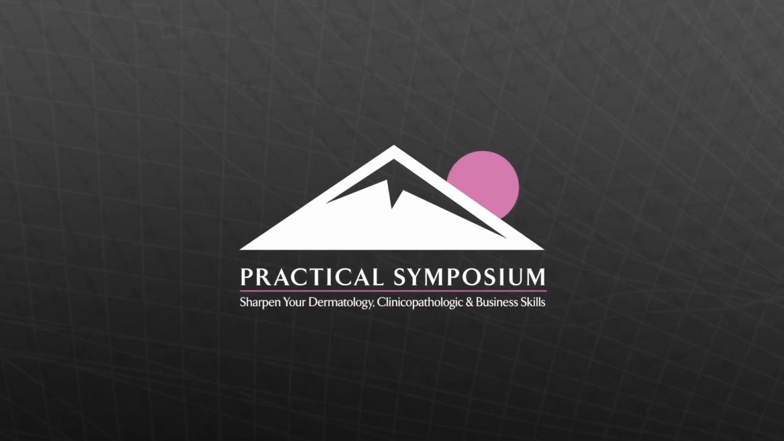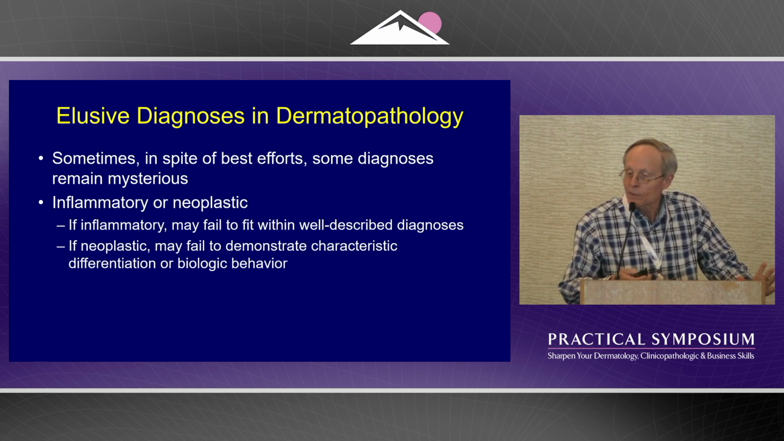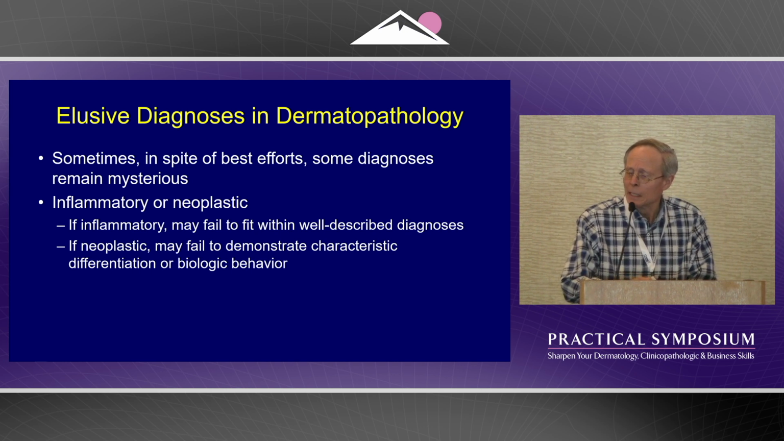When you take a skin biopsy and you do clinical correlation, we like to think that we can make an accurate diagnosis in the majority of the cases, and we can. I'd say probably maybe 85 to 90% of the time, if we have a really good biopsy and good clinical correlation. But sometimes we just flat can't do it.